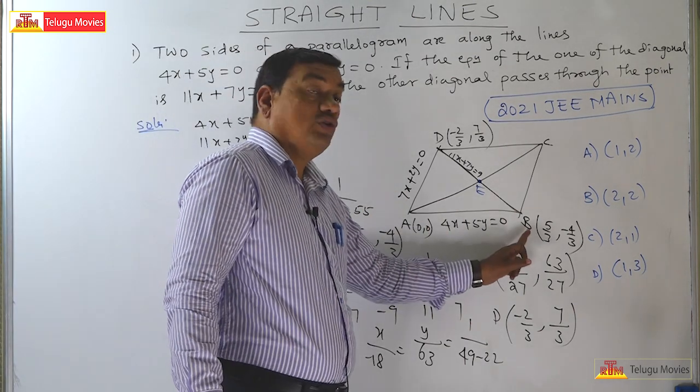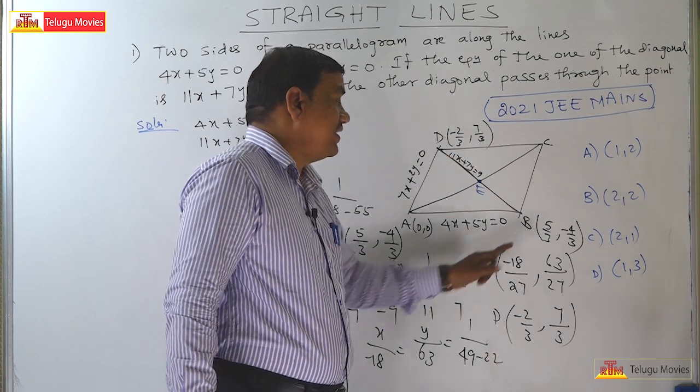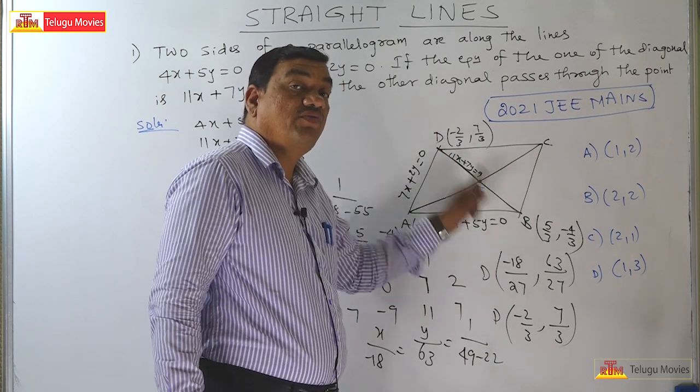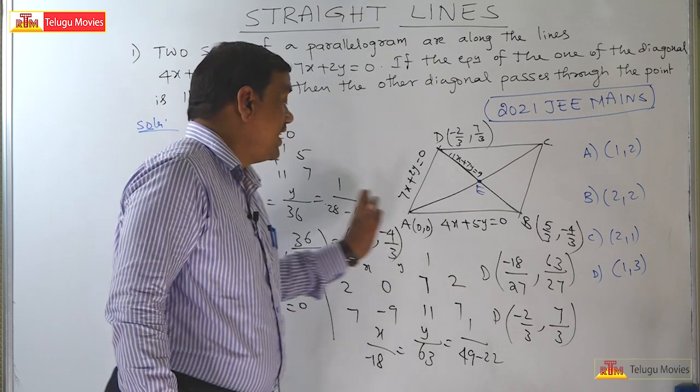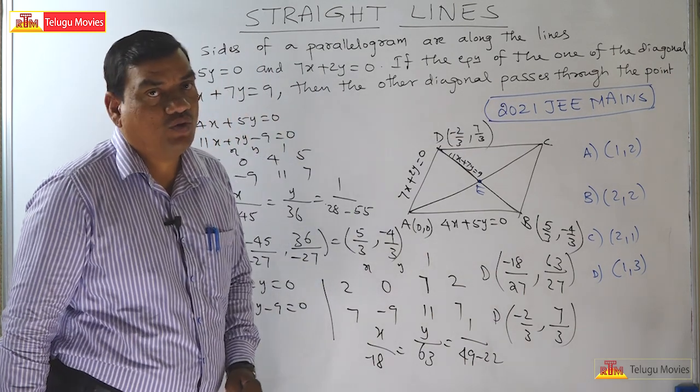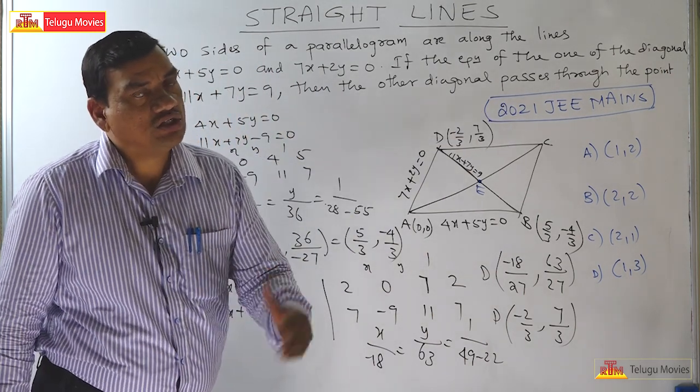So you know the coordinates of B and the coordinates of D. We will find out the midpoint of BD and we will find the equation of AE. Let us continue the solution.